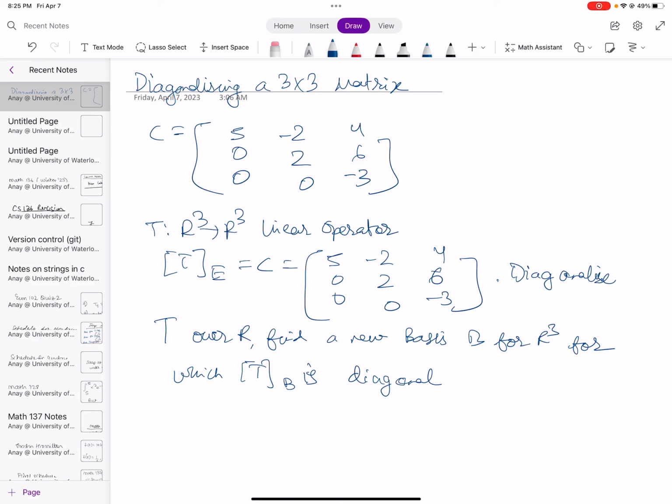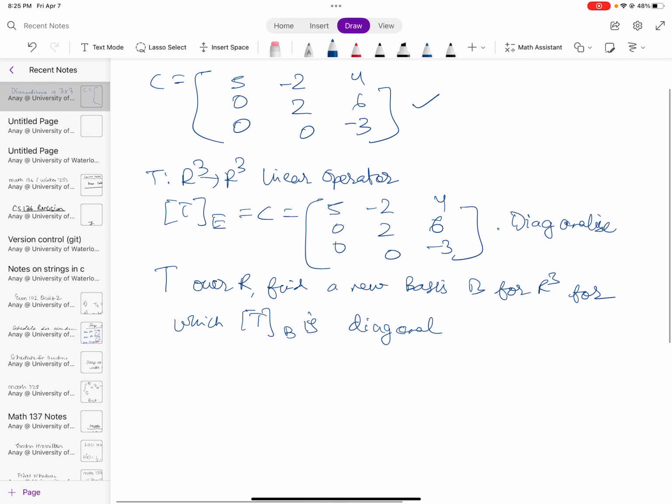Hi guys, today I'll be showing you how to diagonalize a 3 by 3 matrix. So we've been given C as this matrix, and we have a linear operator T from R3 to R3, and we've been given the standard matrix of T, which is equal to C again. So we have to diagonalize T over R and find a new basis B for R3, for which T in the basis B is diagonal.